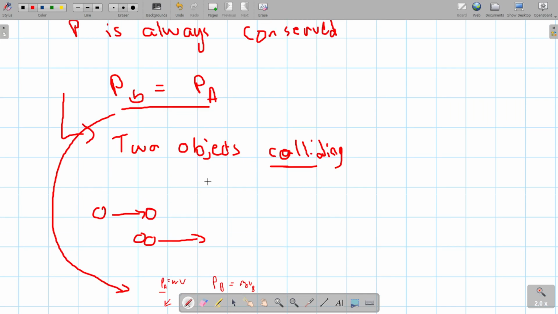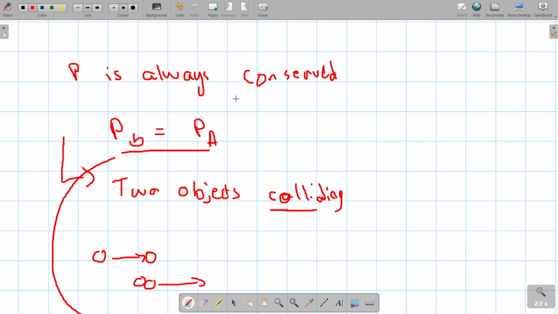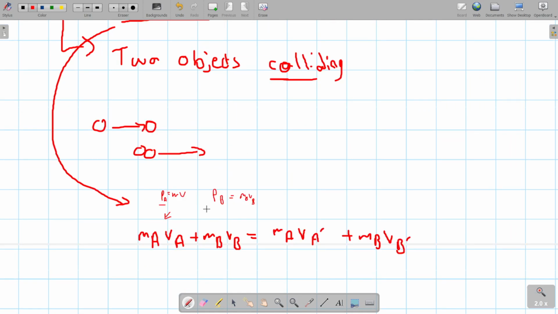So what am I trying to say? I said the momentum is always conserved. What does that mean? It means the momentum over here, the momentum of A and the momentum of B, should always equal the momentum of A and B after. What does MAVA prime mean? It means the new momentum of A. What does prime mean? Prime means new, or changed.